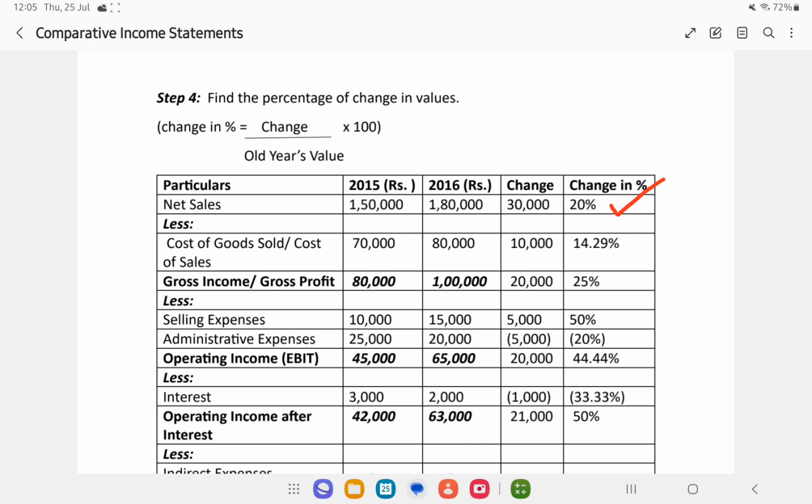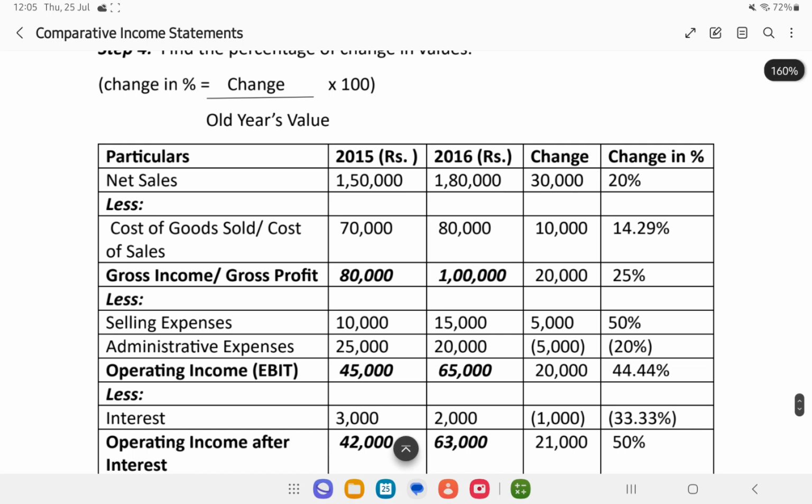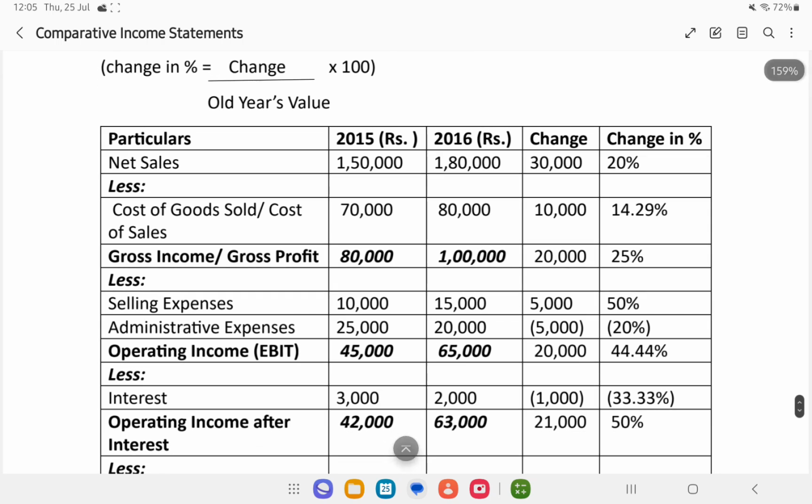Similarly, when we do that for cost of goods sold, that is 10,000 divided by 70,000 into 100, we get 40.29%. For gross income 25%, selling price 50%, and remember here it was not an increase. When we consider the administrative expense, we had a decrease. 25,000 was there in 2050, it decreased to 20,000, a 5,000 decrease happened here. That's why we have put the change in a bracket. Similarly, we have to put the change in percentage also in a bracket.